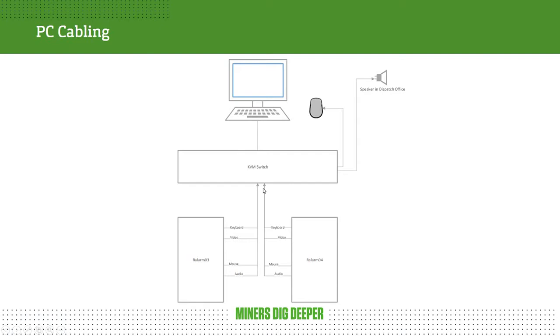Also, the audio connection is part of the KVM switch. Now, it's very important when you have this KVM switch that when Alarm 03, which is the active alarm PC, it should be switched to Alarm 03. The reason why is because this audio goes into the KVM switch, and then it goes out to the speaker in the dispatch office. So when you hear the audio alarm, it's because this path is right.